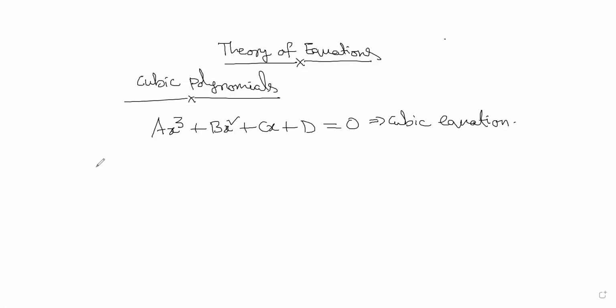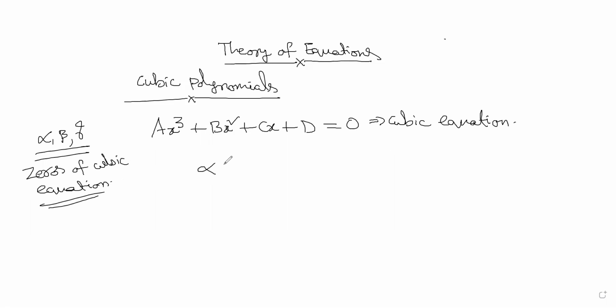If alpha, beta, gamma are zeros of the cubic equation, then what would be the value of alpha plus beta plus gamma? This is called the sum of the roots. That is simply minus b by a.